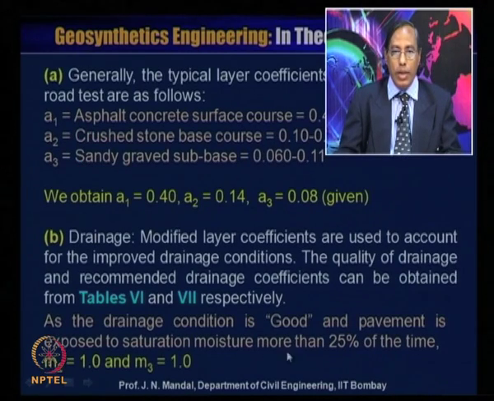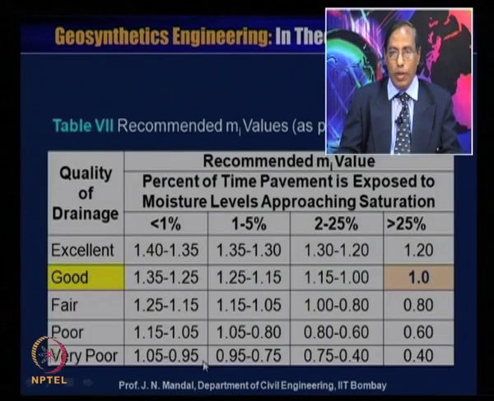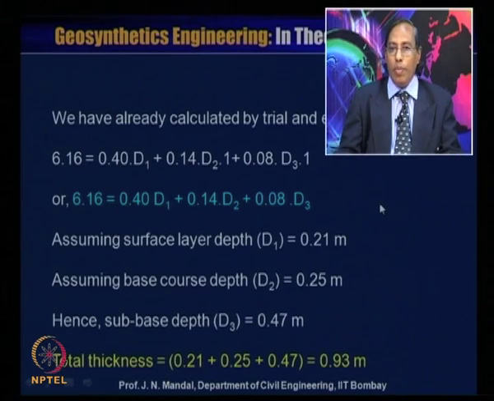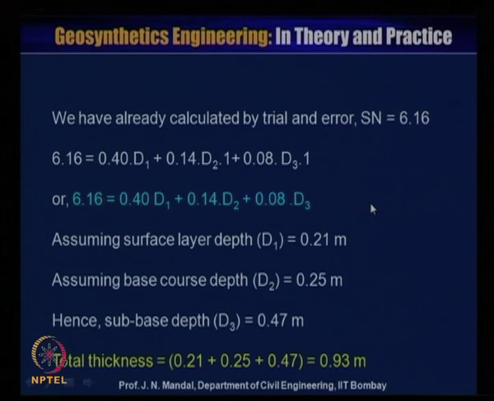Here you can see the moisture content is more than 25% of the time. So, M2 value is equal to 1.0, M3 value is equal to 1.0, because we have considered the subbase and base course have the same moisture content. So, we can obtain this moisture content. So, we have already calculated by trial and error that SN value is 6.16.